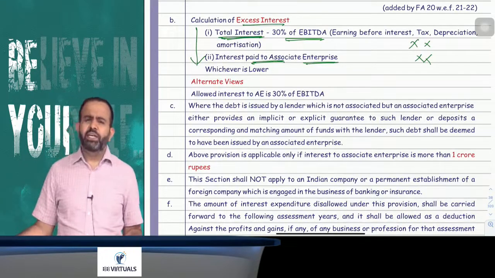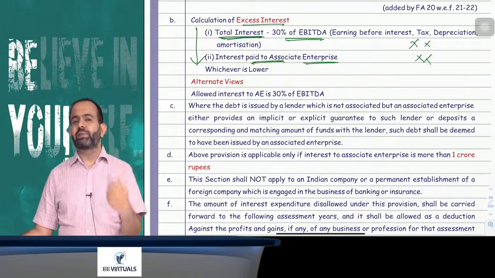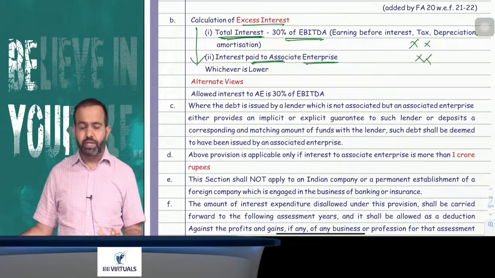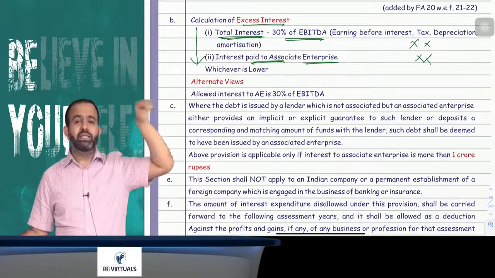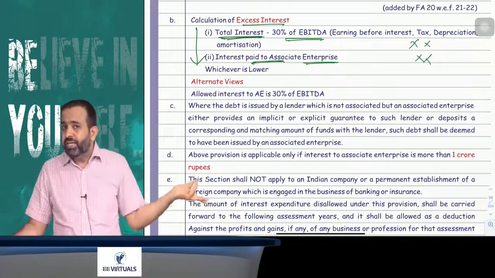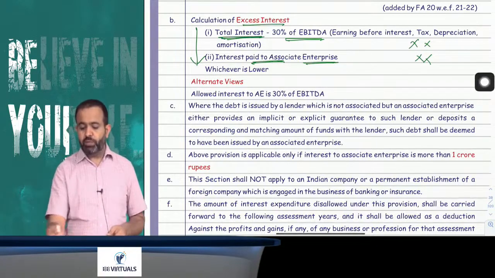But there is one alternative view. The alternative view says that the 30% limit is applicable only to interest to the associate enterprise. So out of the interest to the associate enterprise, interest up to 30% of EBITDA is allowed and the excess will be disallowed. That is another view, but you have to follow this formula format only.